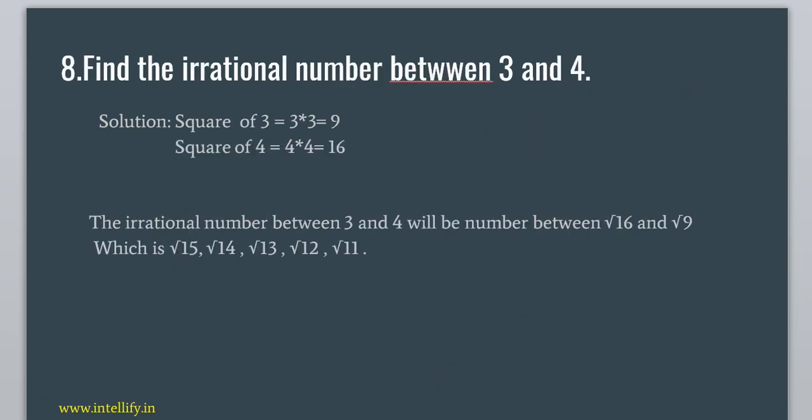Let's jump on to the next question. We have to find an irrational number between root 3 and root 4. So what we can do is write 3 as under root 9 and 4 as under root 16. So the irrational number between 3 and 4 will be the same as the irrational number between under root 9 and under root 16. The numbers between under root 9 and under root 16 will be under root 10, under root 11, under root 12, under root 13, under root 14 and under root 15. So these are the required irrational numbers between 3 and 4.